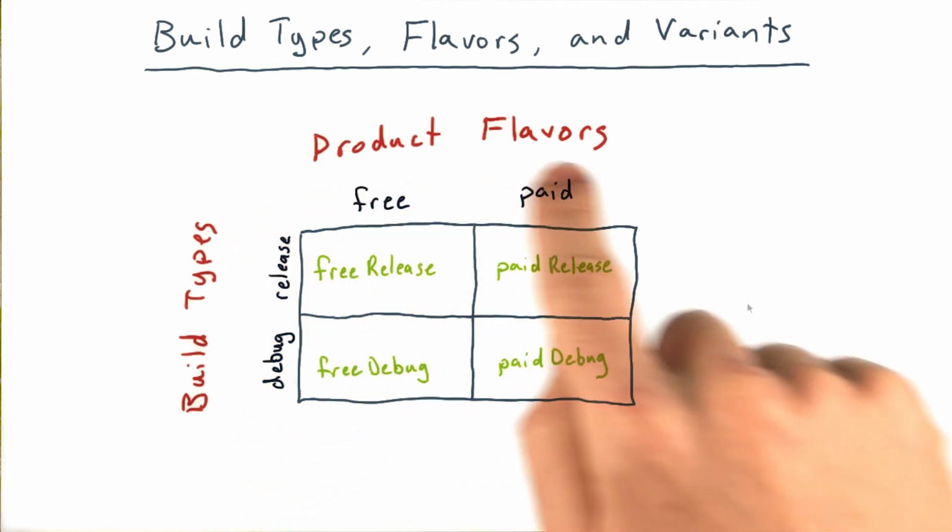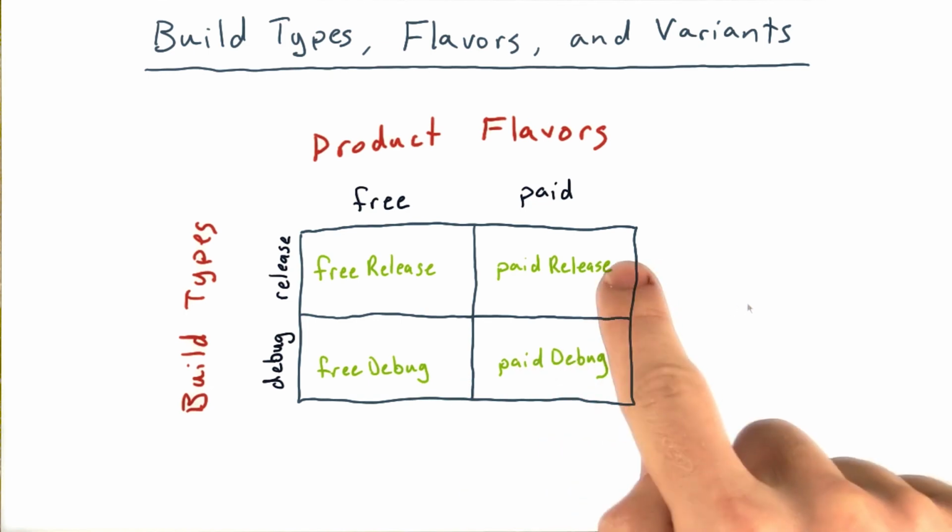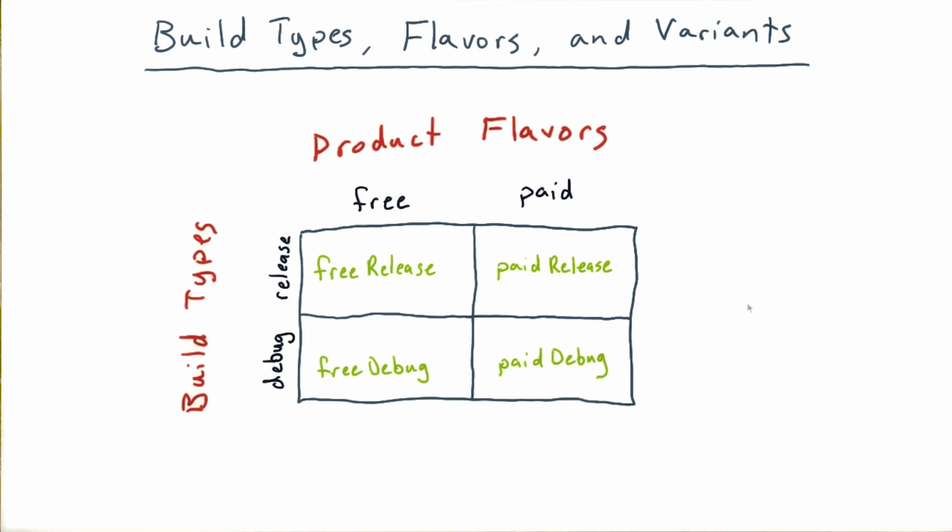Together, build types and product flavors create a matrix of variants. With debug and release build types and free and paid flavors, you get a 2x2 matrix of variants. In this case, we have 4 variants: free release and free debug, and paid release and paid debug. Let's check out how to declare and configure build types and product flavors in our Gradle build.